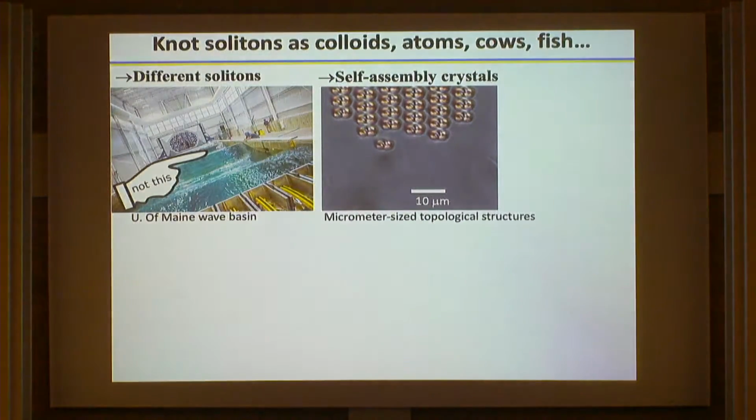The more familiar type of solitons for people working in fluid dynamics are these big solitons you can generate in the waves on water. This is not what we'll discuss today.